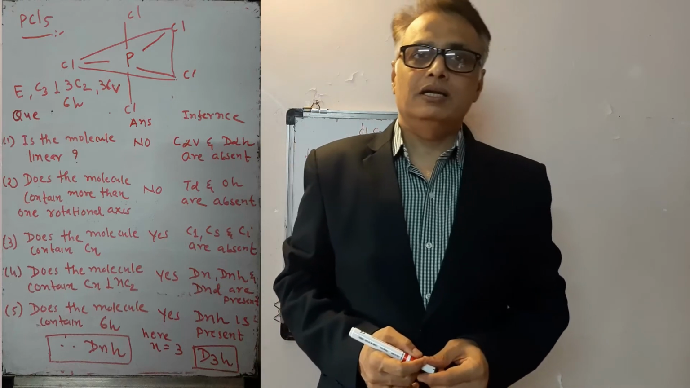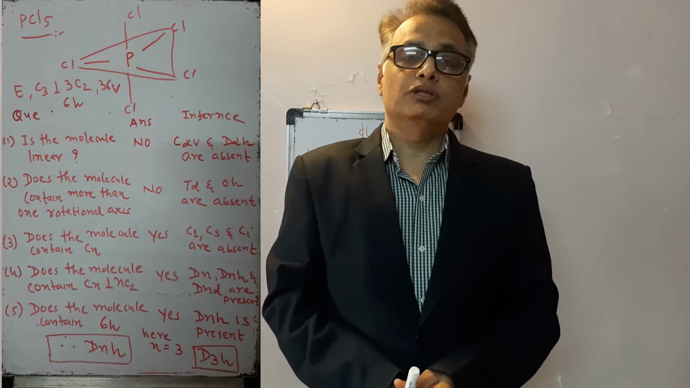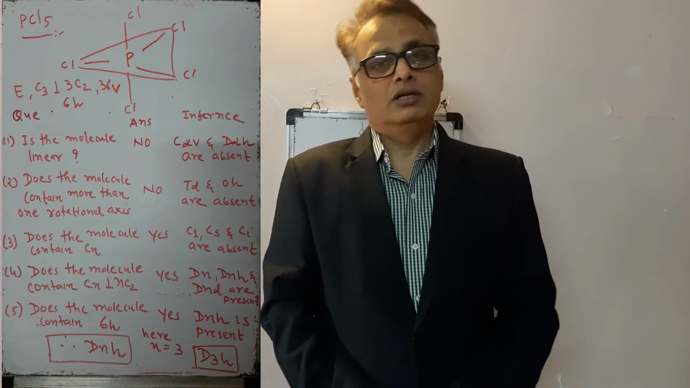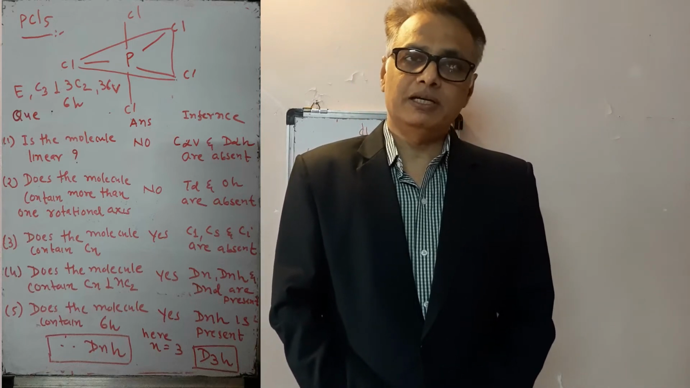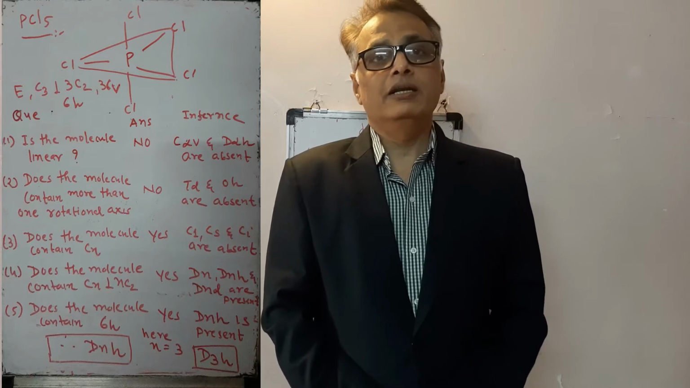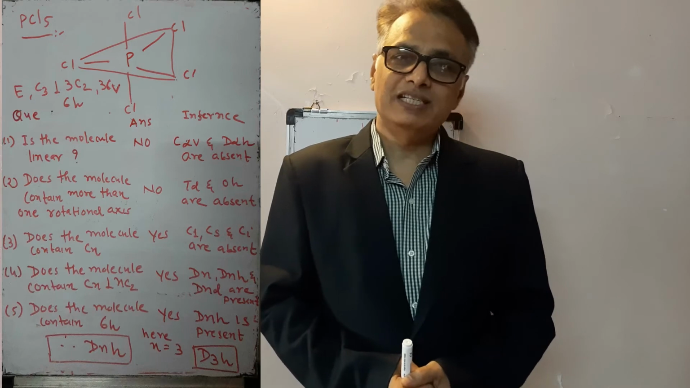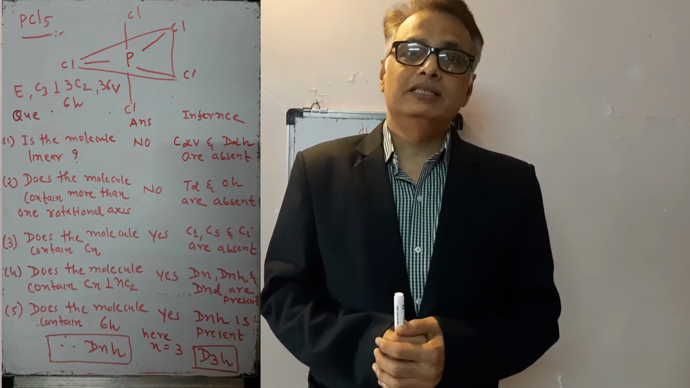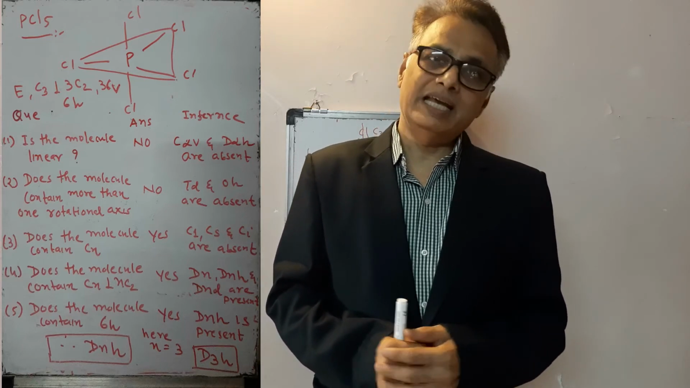In the same way, we are going to ask questions according to the flow chart. Is the molecule linear? The answer is no, because it has a trigonal bipyramidal structure. So C infinity v and D infinity h are absent. Does the molecule contain more than one rotational axis? The answer is no. That means, friends, tetrahedral and octahedral are absent. Does the molecule contain a Cn axis? The answer is yes. That means C1, Cs and Ci are absent.